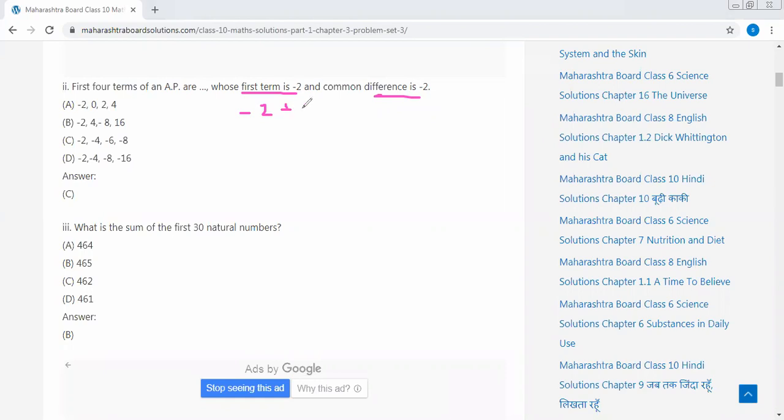Minus 2 plus minus of 2 is equal to minus 4. Second term is minus 4. We have to add the common difference to the second term, minus 4 plus minus of 2. Answer is minus 4 minus 2 is equal to minus 6. Our option is C, minus 2, minus 4, minus 6, minus 8. Next question.